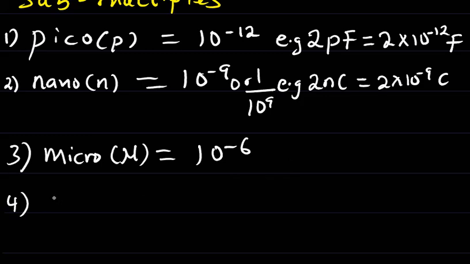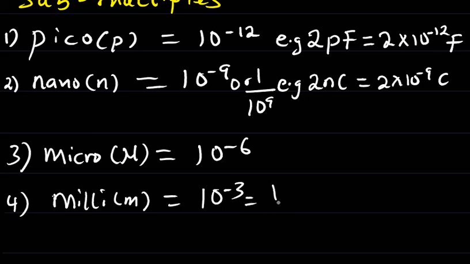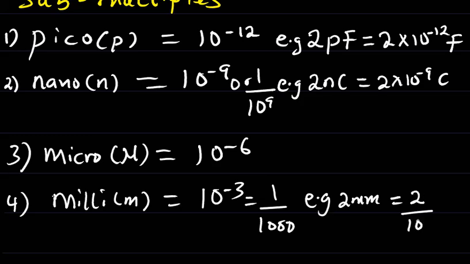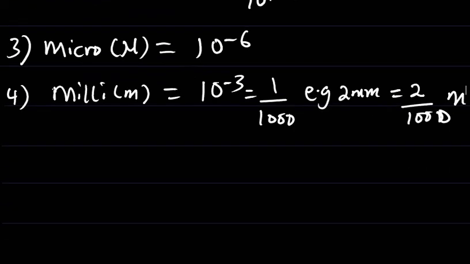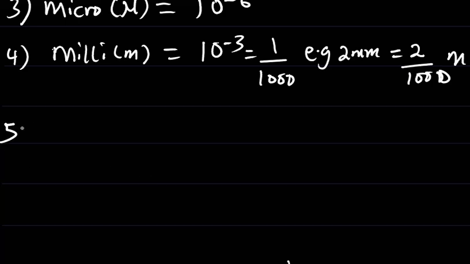We can go on and on. Let's look at milli, small letter m. This is 10 raised to the power minus 3, or you divide by 1000, 1 all over 1000. For example, if you are given 2 millimeter to convert to meter, all you need to do is divide the 2 by 1000, or multiply the 2 by 10 raised to the power of minus 3. You've converted it.